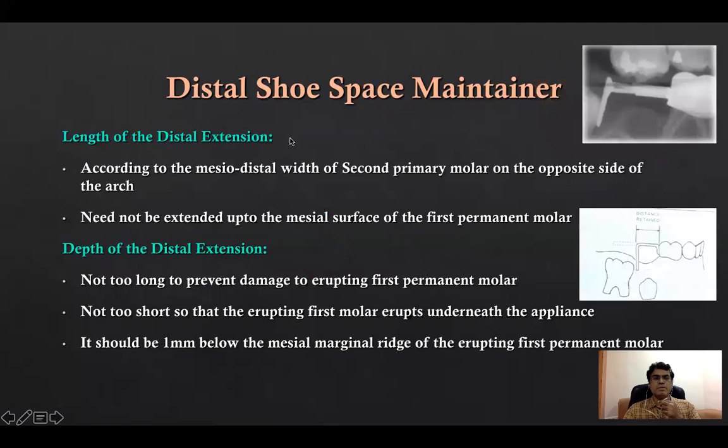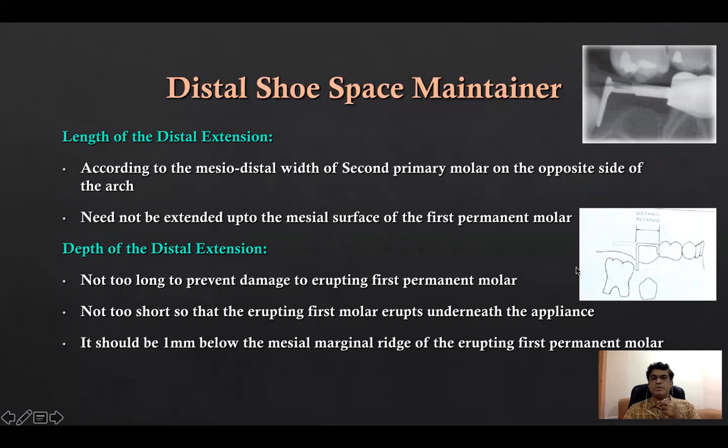And the length of the distal extension will be according to the distal width of the second primary molar on the opposite side of the arch. Need not be extended up to the mesial surface of the first permanent molar.